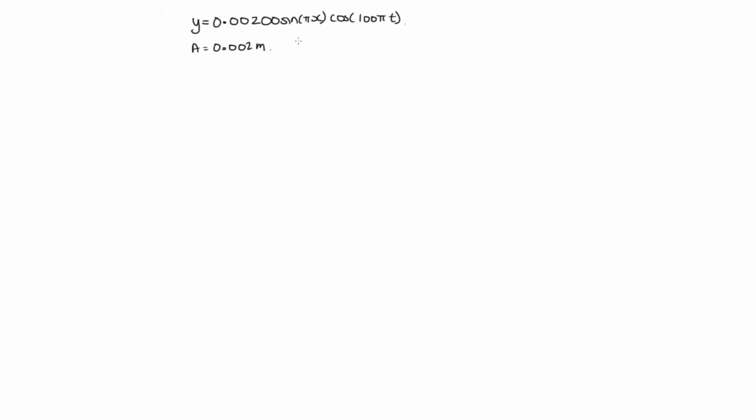We've got the k, the wave number, in front of the x here. So this here is k, so k is equal to π, and we know that k is equal to 2π on λ. So we can use this now to work out λ. So λ is equal to 2π on π, so that's equal to 2. So 2 meters is our wavelength, and we know that ω is in front of the t. So ω is equal to 100π, which is equal to 2πf. So f is equal to 100π over 2π, and so that's equal to 50 hertz.